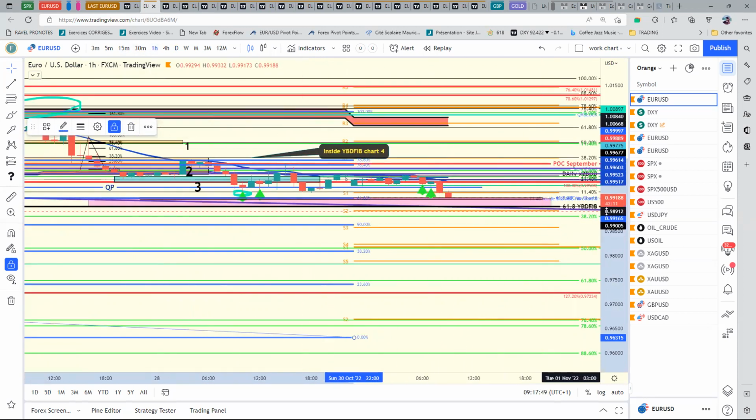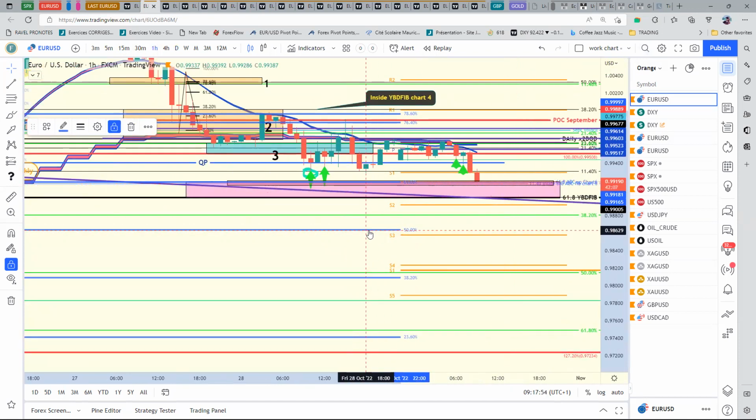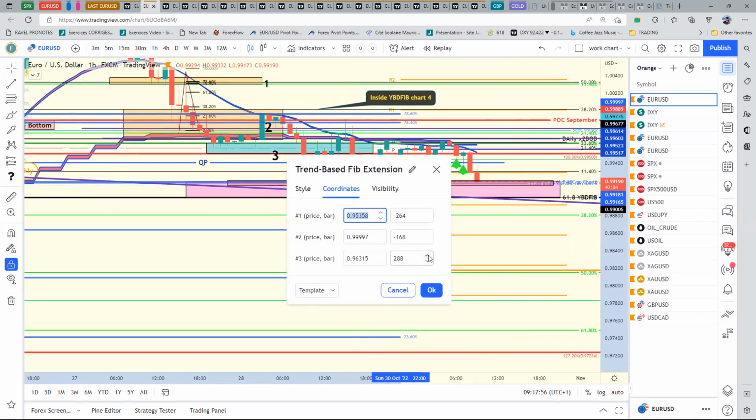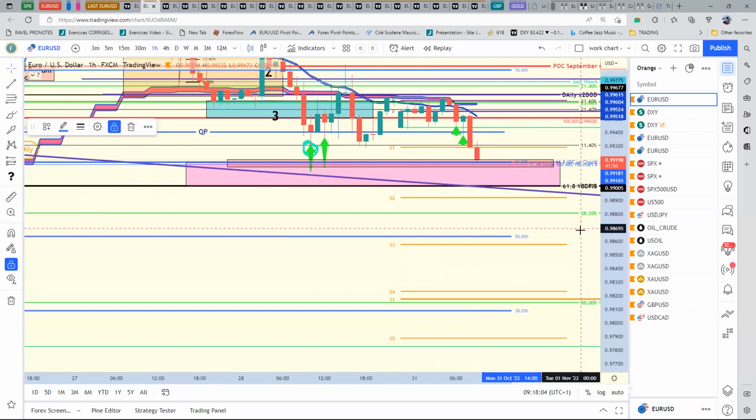So if we look here, that's where we are coming now. Oh, it's not till there. Let me extend it a little bit more. And you see the 61.8 fib coming right here. So that's the one we have been speaking about.